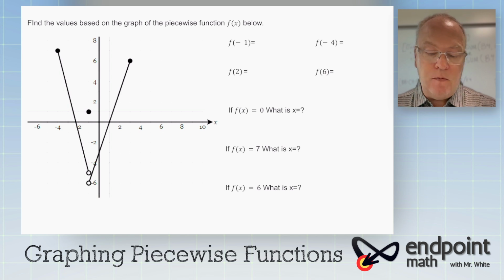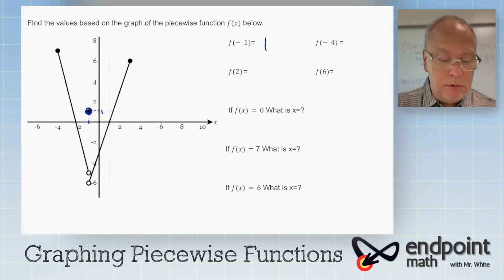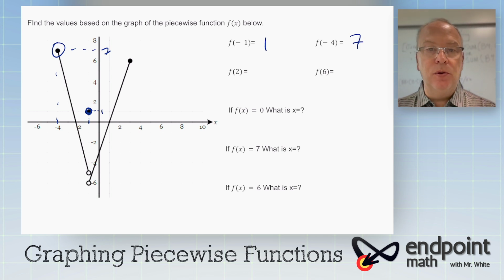F of negative 1. Let's start here. We go to negative 1. We find the closed circle, which is right here, and we read this value. So that would be 1. I would suggest you pause the video at this point and see if you can answer these questions. F of negative 4. We go to negative 4, we go up to the graph, there it is, we read it off. It's 7.